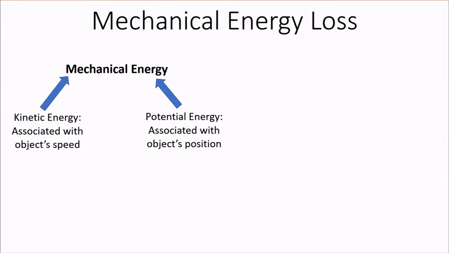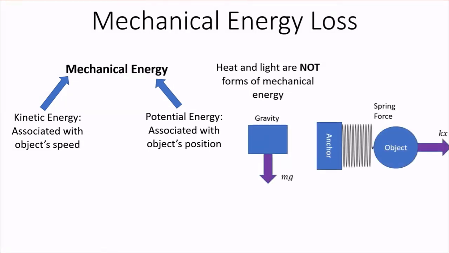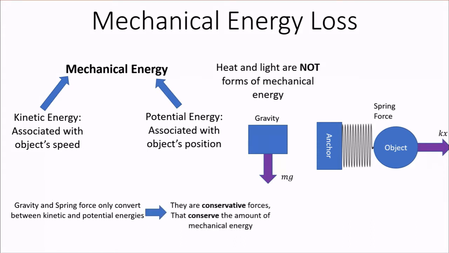Other energy types, like heat or light, don't directly relate to the way an object moves and can't be easily converted back to kinetic energy, so they are not included in the category of mechanical energy. Forces like gravity and spring force merely convert kinetic energy to potential energy, and back again. However, the total amount of mechanical energy remains the same, or is conserved. For that reason, we call these forces conservative forces.